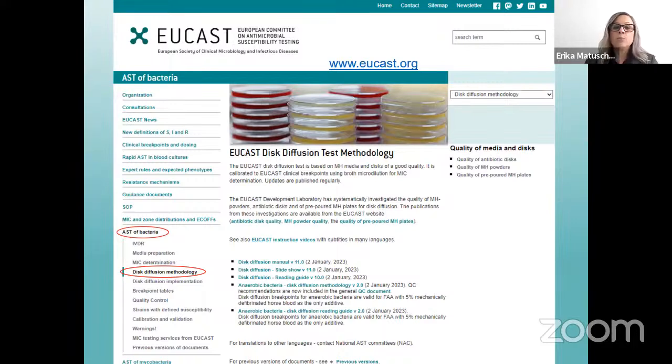So I will end this presentation by showing you where to find the documents and information you need to perform disk diffusion according to EUCAST. If you go to the EUCAST website and then AST of bacteria, then you can go to disk diffusion methodology. Here we have the manual, a Word or text document that describes everything. There is a slide show that explains the method in a PowerPoint presentation, and that can be used if you want to educate staff at your laboratories, for example. And then we have the disk diffusion reading guide as a separate document. And we have 2 separate documents for the anaerobic bacteria, one that describes the method and one reading guide.